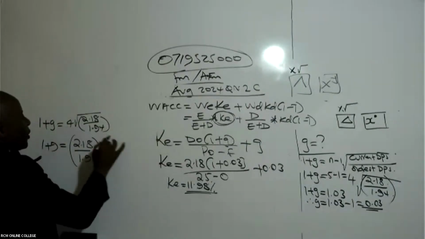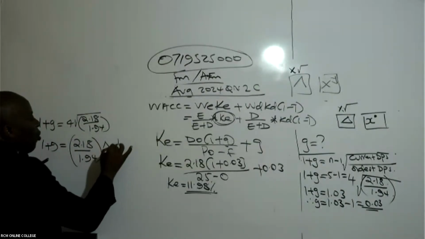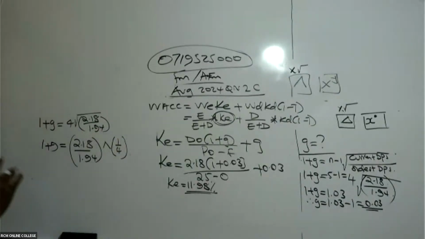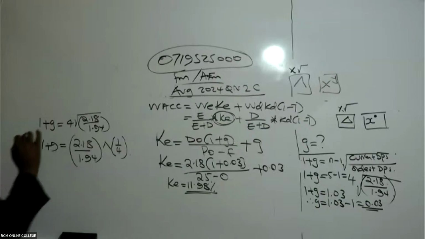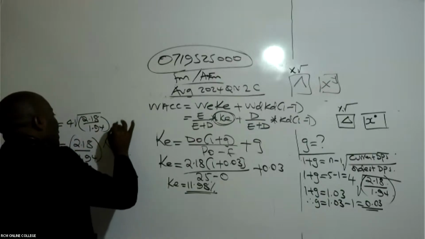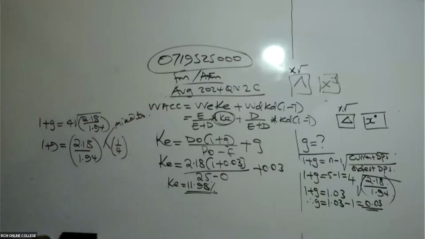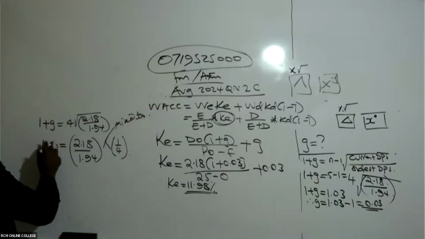You see, the 4th root is the same as raising this to a quarter. Raised to a quarter, so long as you put that quarter in brackets. So this is raised to. But what I'll do, I will come and say here 1 plus g.